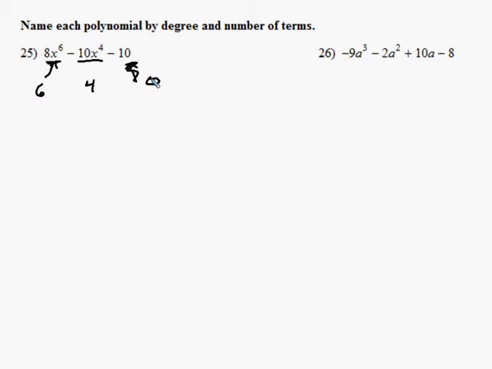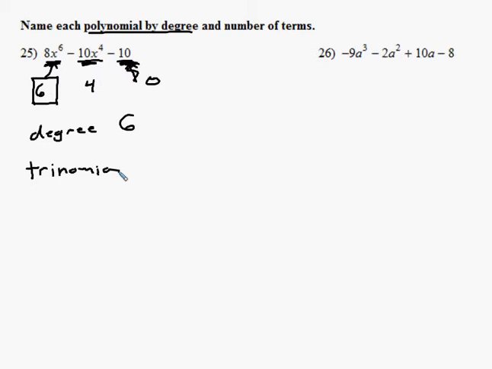This is asking for naming the polynomial by its degree. And so to give the degree of the polynomial, you go by the largest. So this has degree 6. And then we're going to name it by the number of terms. This one has 3 terms. Terms are separated by plus or minus signs. And so this is 3 terms, so this is called a trinomial. So if you remember, 1 term is called a monomial, 2 terms a binomial, 3 terms is a trinomial, and after 3 we just say a polynomial.